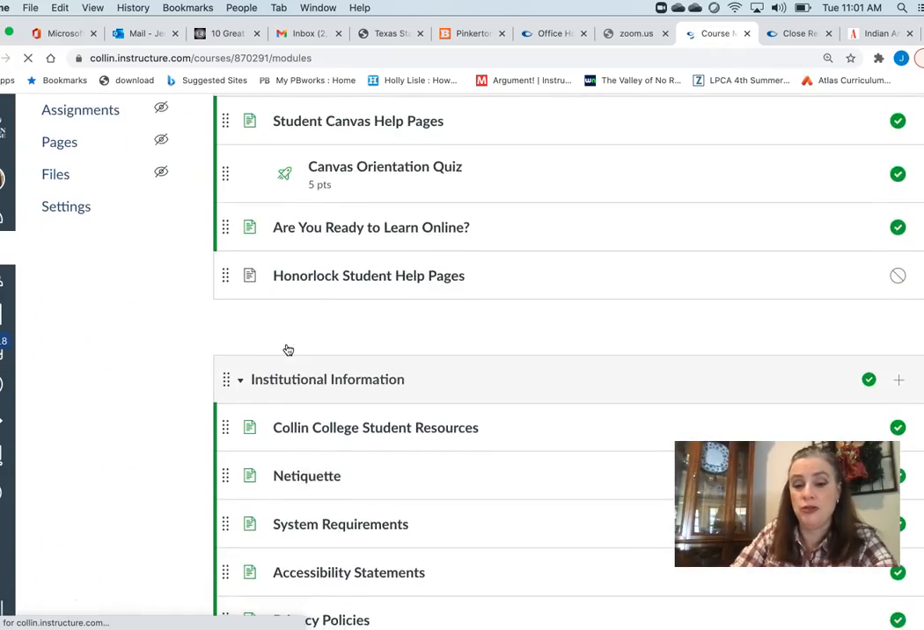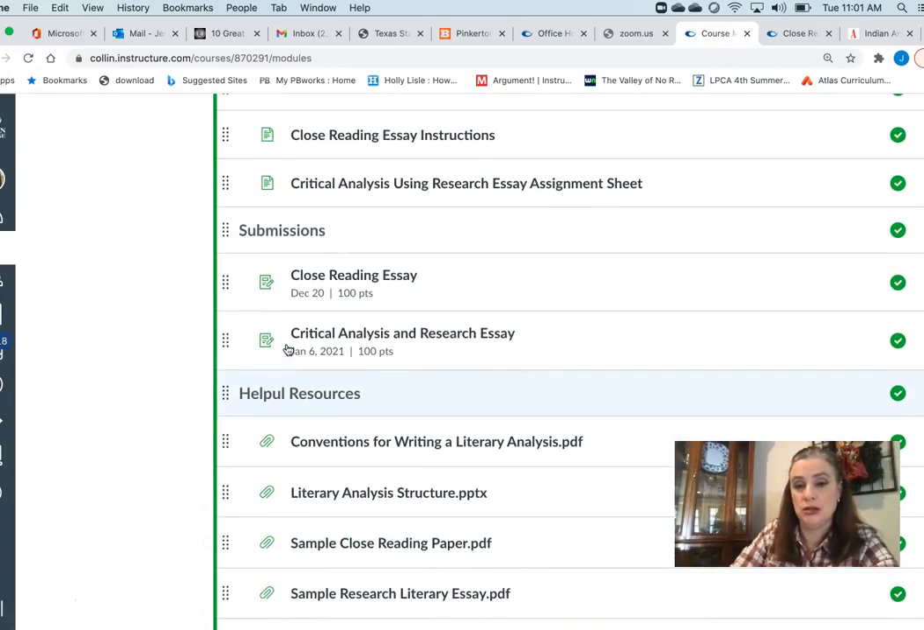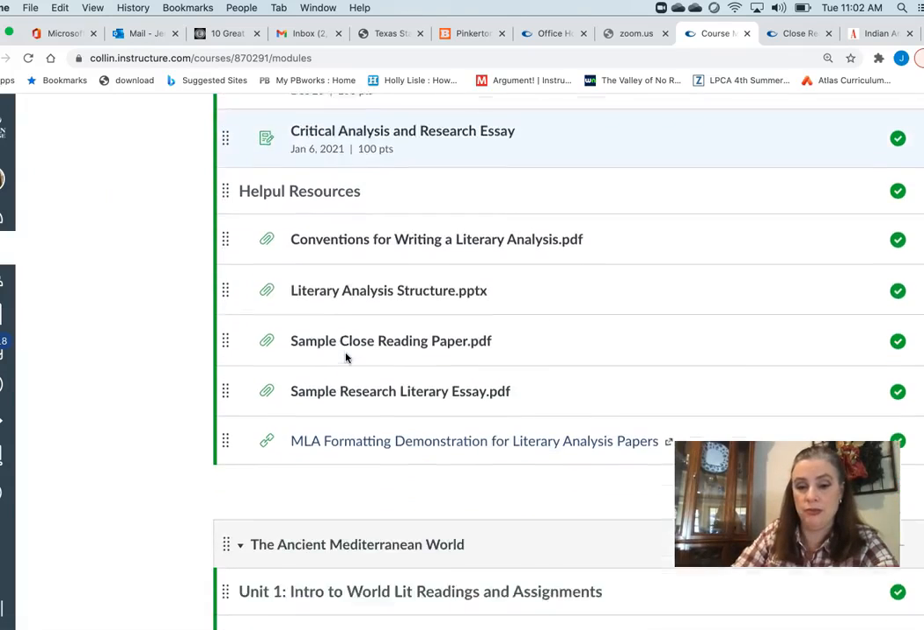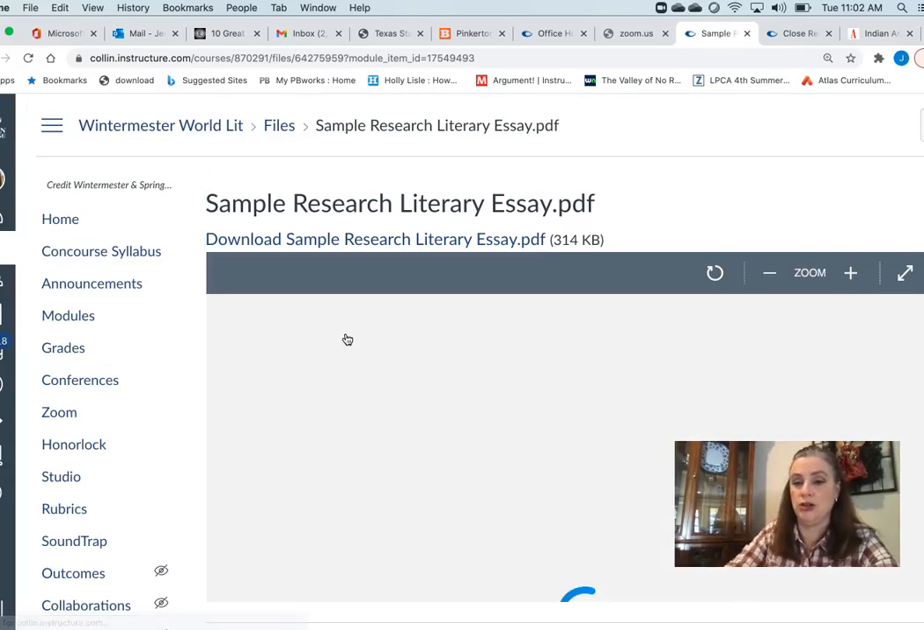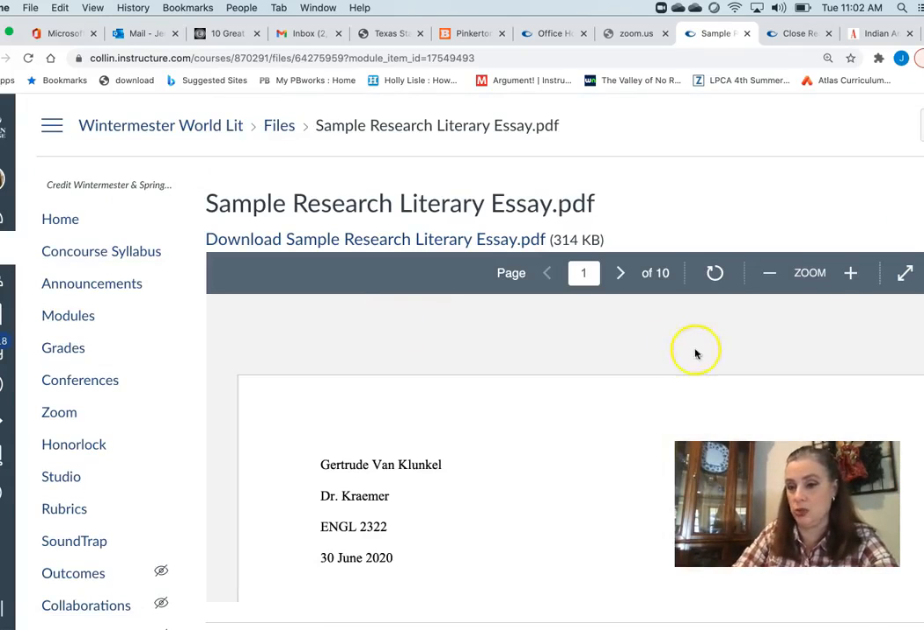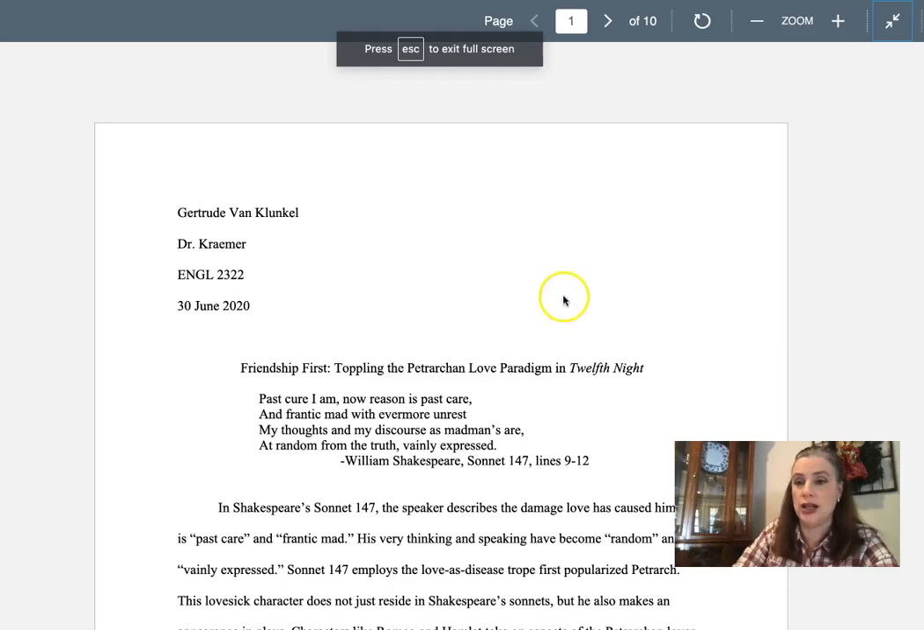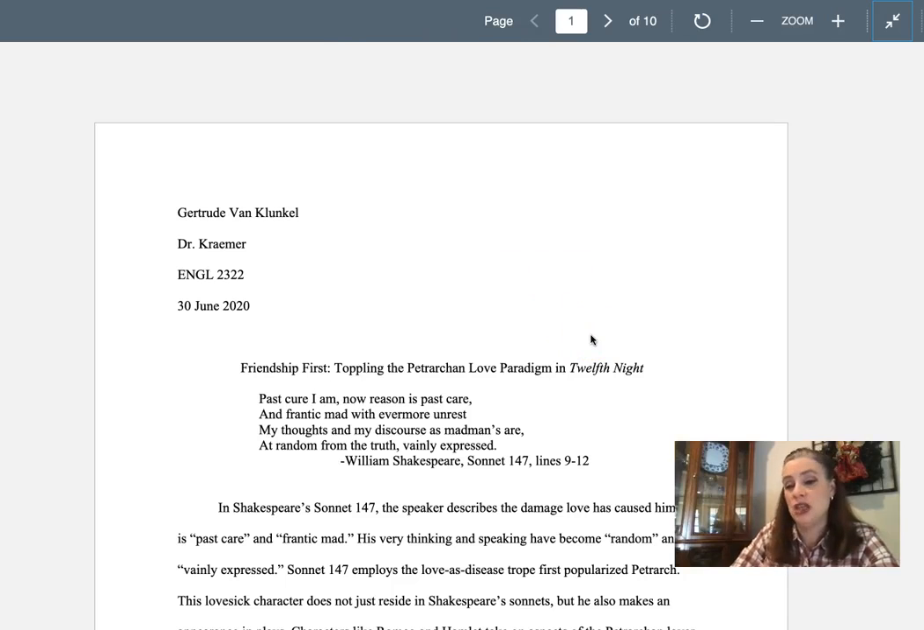I had one for the first assignment, the close reading essay sample here, and here's a sample research literary analysis or critical analysis with research. Now, this one is one that I use when I teach classes that are a little bit longer, so I make them use more sources. So this one's going to have a lot of sources, so just keep that in mind. You do not need to have that many.